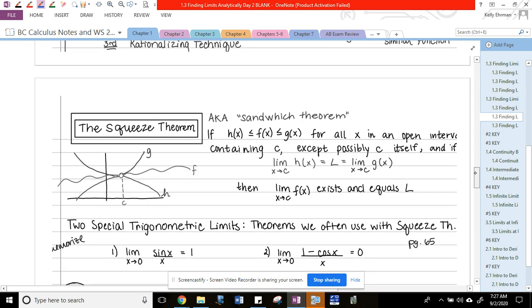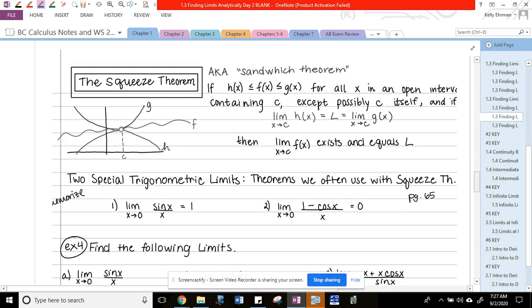Okay, this is our last page for the notes. So there's a fun little theorem called the squeeze theorem. Sometimes you'll hear it called the sandwich theorem. But what this is saying is, suppose we have 3 functions, and f of x falls between h of x and g of x. And they may be equal at some point. And that's true for all x in whatever interval we're talking about that contains c, which is the limit value we're approaching.